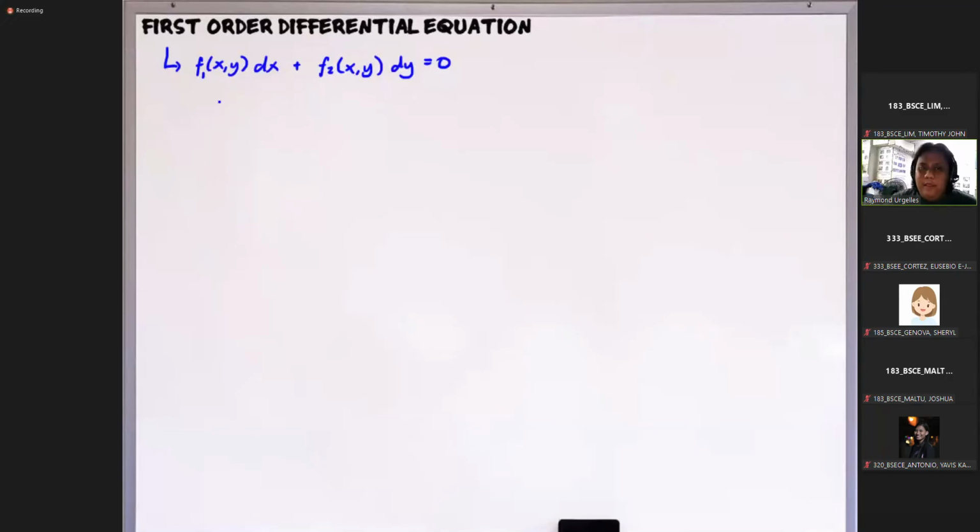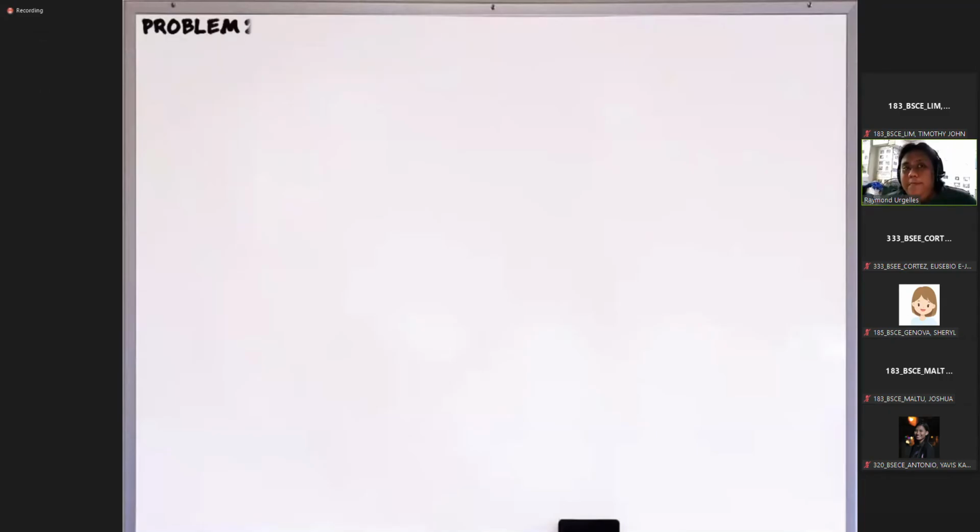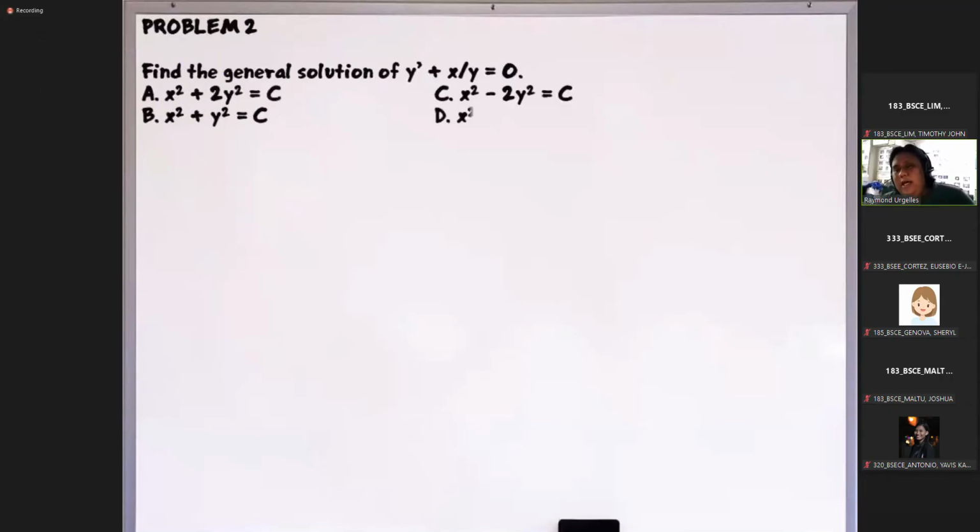Ngayon, nakadepende doon sa value nito kung ano yung magiging solution natin sa problem. So it will tell us kung siya ba ay variable separable, homogeneous, linear, Bernoulli, o exact. Yun kasi yung mga magsasabi sa atin kung ano yung magandang approach to solve that differential equation. So yun yung ifo-focus natin sa mga next part ng lecture natin. So let's try this problem.